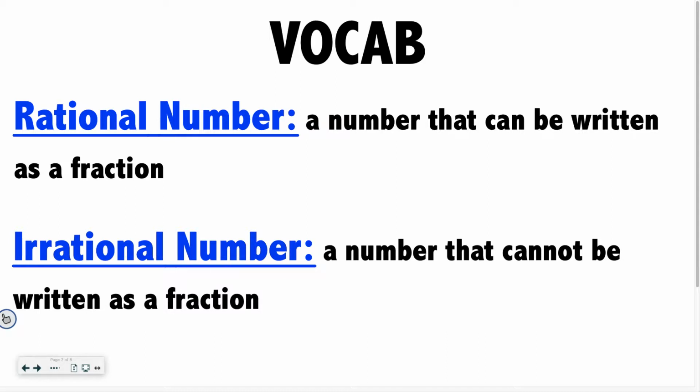So first of all, a rational number. A rational number is any number that can be written as a fraction. An irrational number is any number that cannot be written as a fraction. Okay, so make sure you make note of that. That's something that you're going to want to make sure that you memorize.